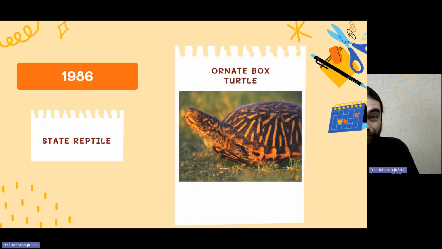The ornate box turtle became the state reptile of Kansas in 1986. The turtle lives to be about 32 to 37 years old and lives in prairies and pastures. It's protected in several states, though, including Kansas. There's a law against removing these turtles from the wild and keeping them as pets.